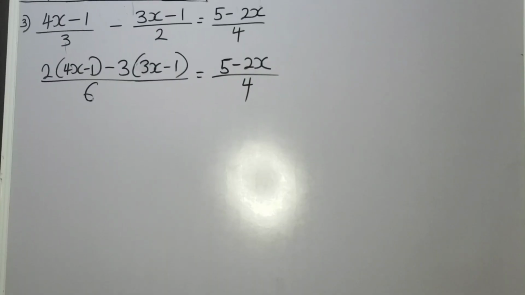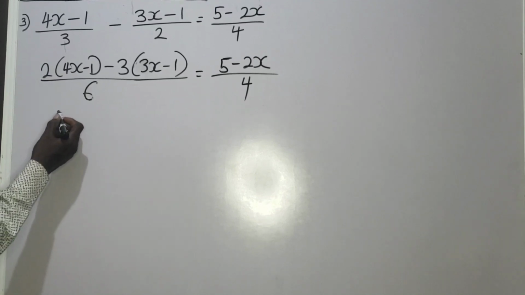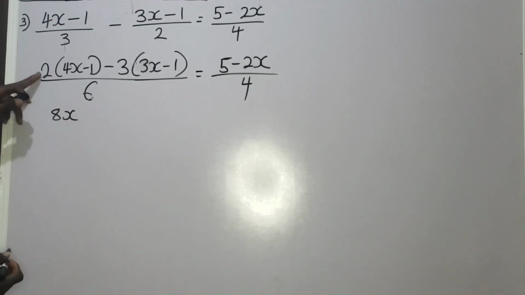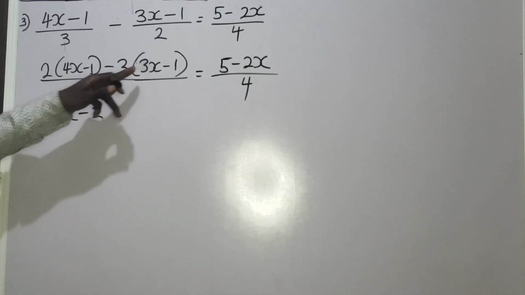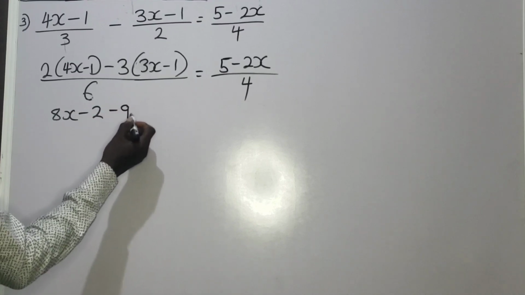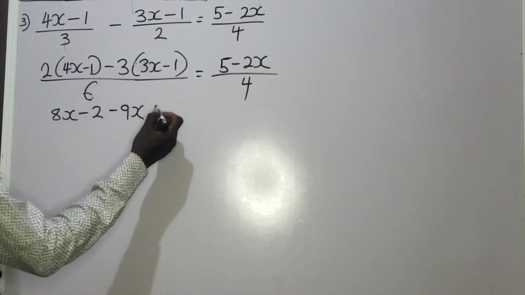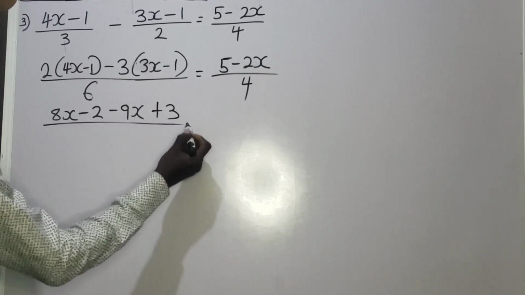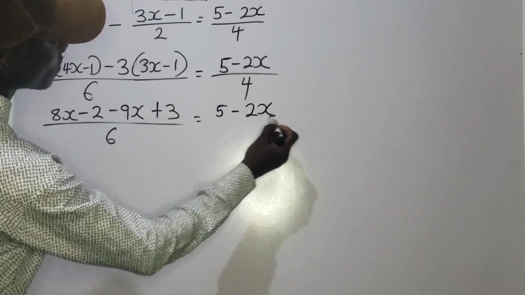Now let's deal with the numerator of the left hand side of the equation. Let's open the bracket using 2. 2 multiplied by 4x will give us 8x. 2 multiplied by negative 1 will give you negative 2. Negative 3 multiplied by positive 3x will give us negative 9x. Then negative 3 multiplied by negative 1 will give us positive 3. So this all over 6 is equals to 5 minus 2x all over 4.